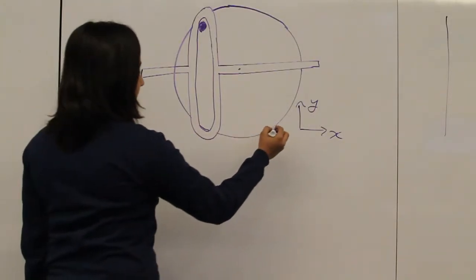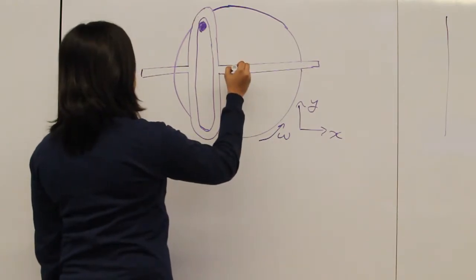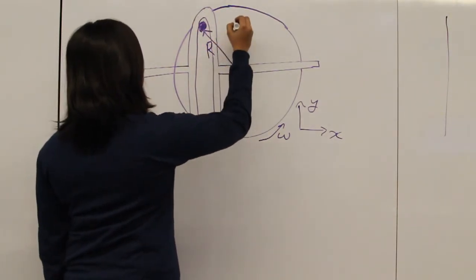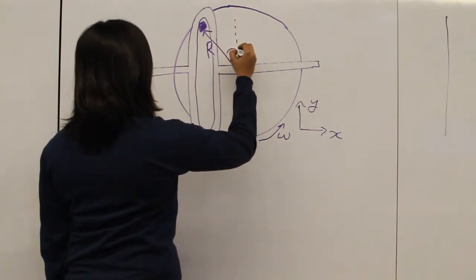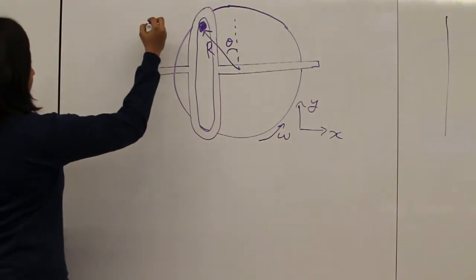To calculate the acceleration of the rod, we assume that it is moving at a constant angular velocity omega. The pin is located at a radius r from the center of the wheel, and our goal is to calculate the velocity at a point P, an arbitrary distance away from the center.